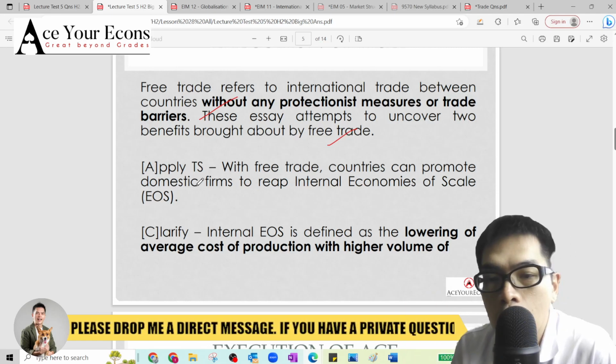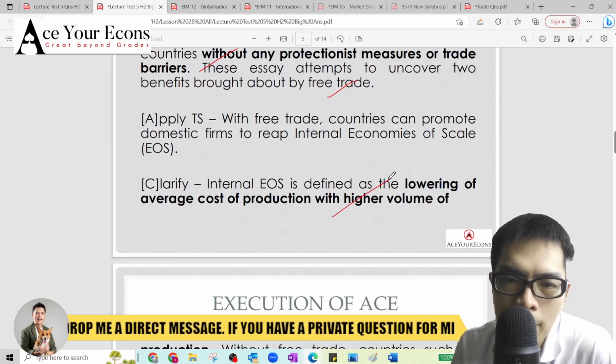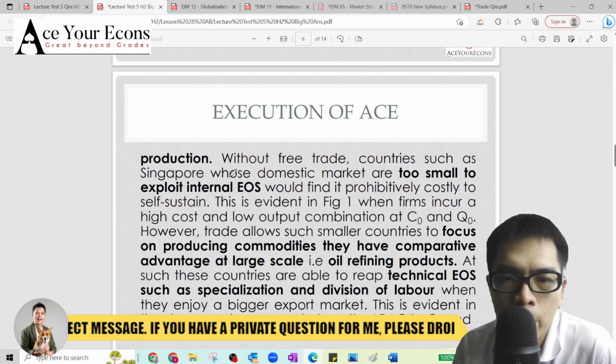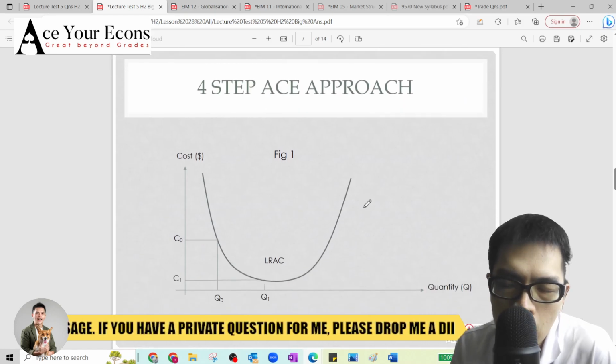So first one, economies of scale. Okay, so what is economies of scale? Make sure you start by telling me what is economies of scale. Lowering of average cost of production with higher volume of production, and you cannot get away with economies of scale without this diagram. Cannot get away with that.